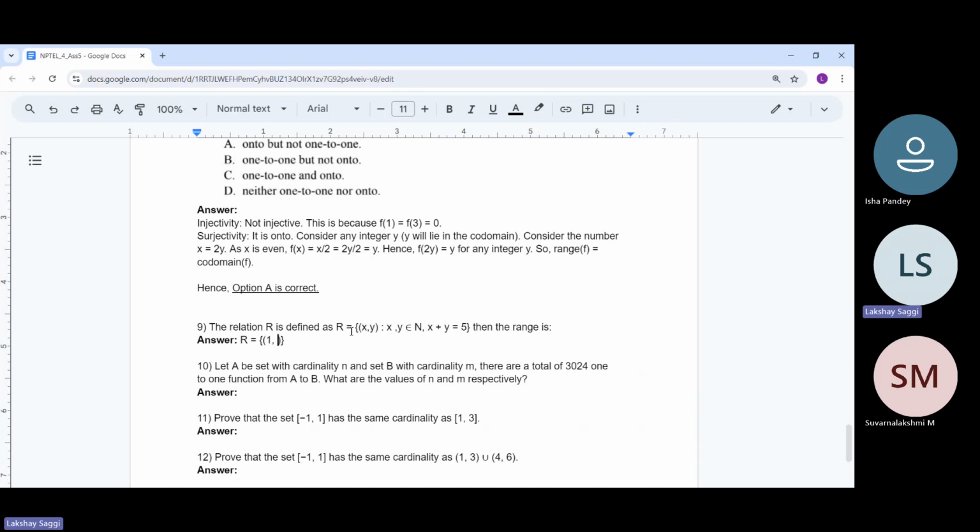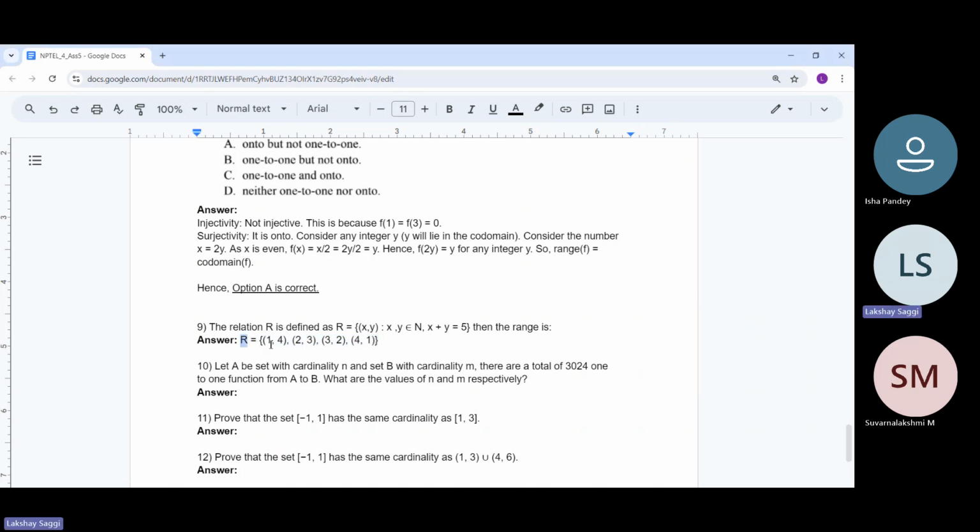So what I'm trying to say is this tuple will be part of the relation R. This (2, 3) will be part of the relation R. (3, 2) will be part of the relation R. And (4, 1) will be part of the relation R. And no other tuple will be part of the relation R. And why is this? Because x and y both are natural numbers and x plus y should be equal to 5. So if x was 5, then y will have to be 0, but 0 is not a natural number. So that's why the relation R only consists of these values.